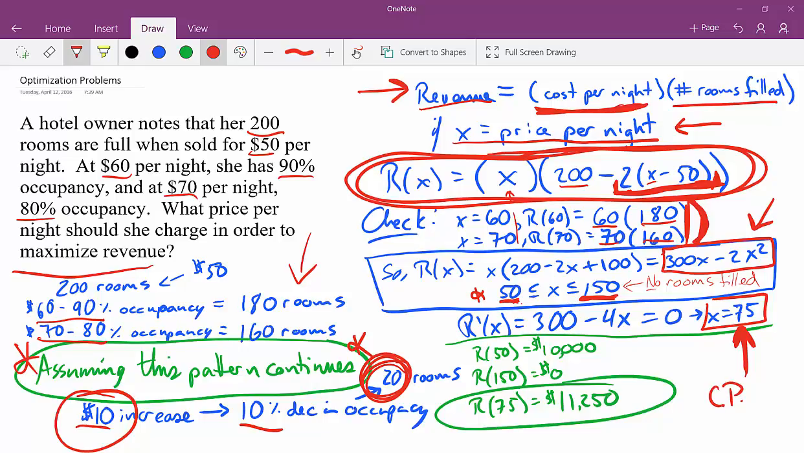Lastly, we plug in all critical points and endpoints. We've got two endpoints, 50 and 150, both of which should make sense, 150 being $0 because we have 0 rooms filled. So we plug in all endpoints and all critical points and determine quite simply which one's larger. Revenue at $75 per night is the largest of these three revenues. So our answer to give the hotel owner is she should charge $75 per night in order to maximize revenue. If you have any questions, please let me know.